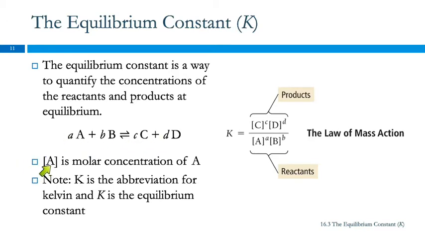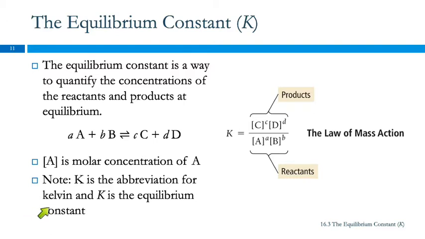When we have the symbol or the formula for an element or a molecule with brackets around it, just to refresh our memory, that means the molar concentration of that. So the concentration in moles per liter.